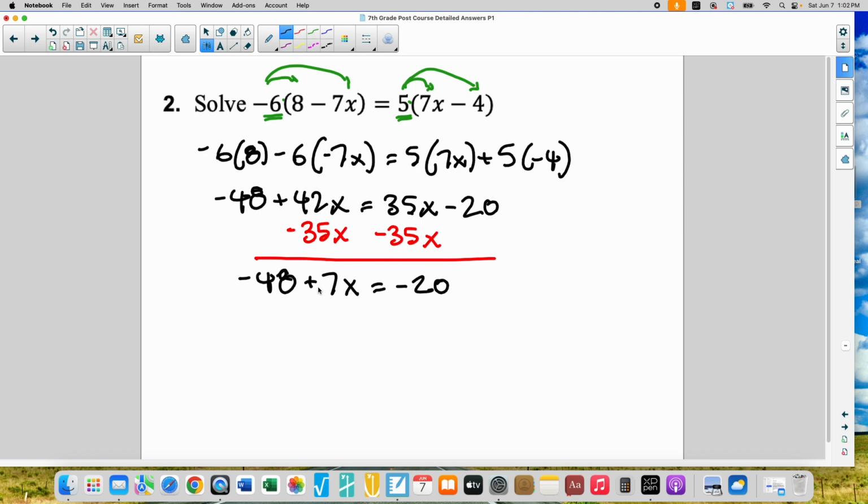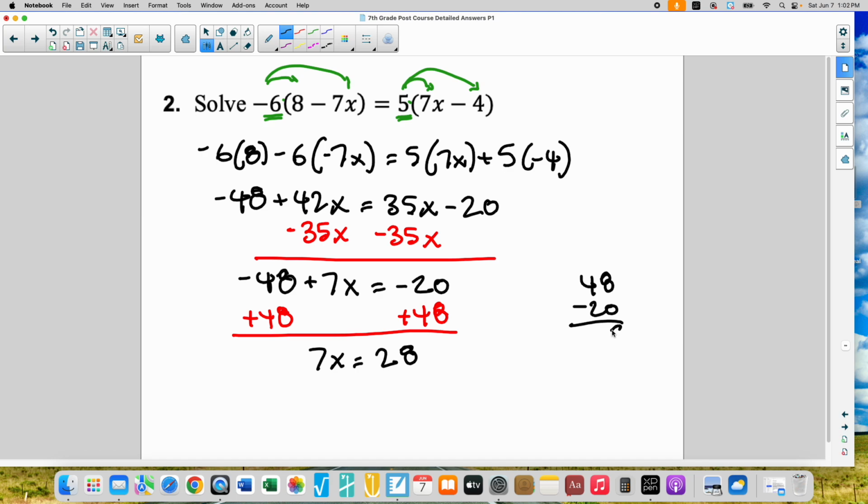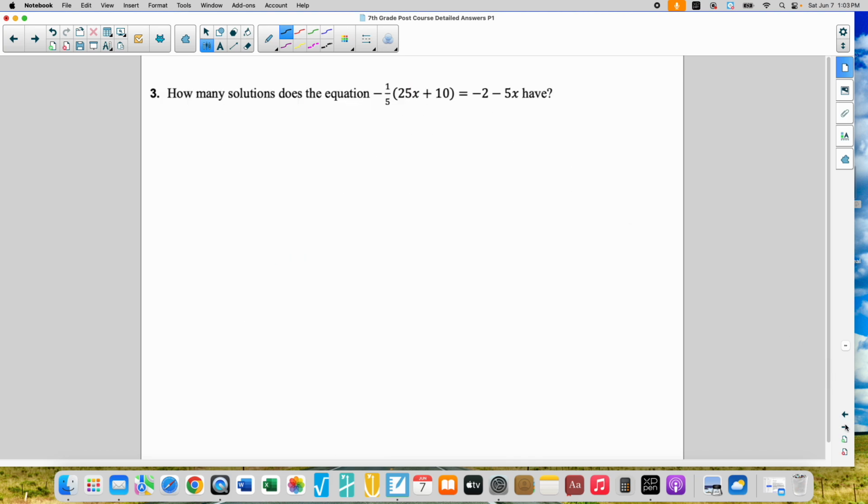And now we've consolidated our variables on the left side, so we're going to get rid of our constants on the left side. What gets rid of a -48 is a positive 48. Let's balance the equation. You have 7x equals positive 28, because 48 and -20 gives us 28. We're going to divide by 7, and x equals 4. Nice, efficient way of going about solving multi-stepped equations.